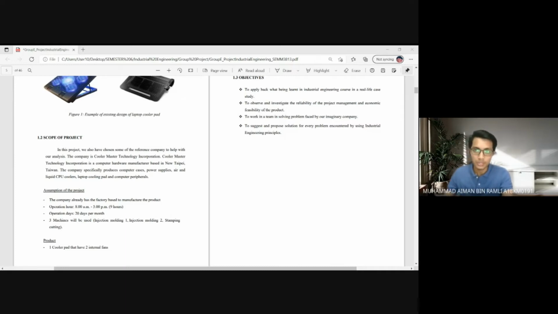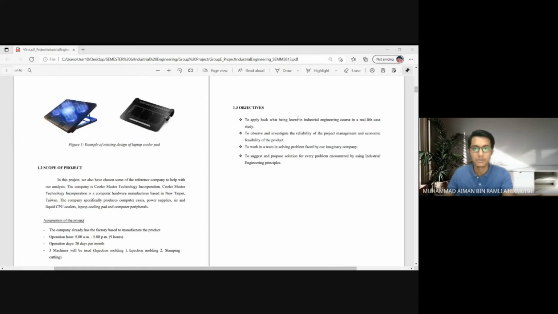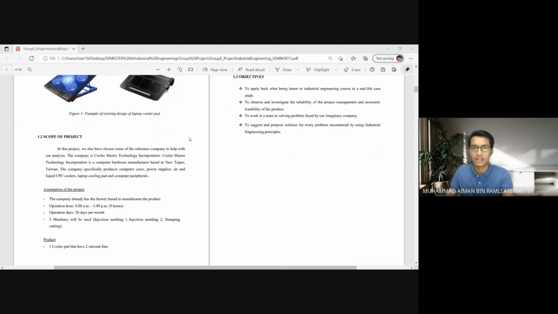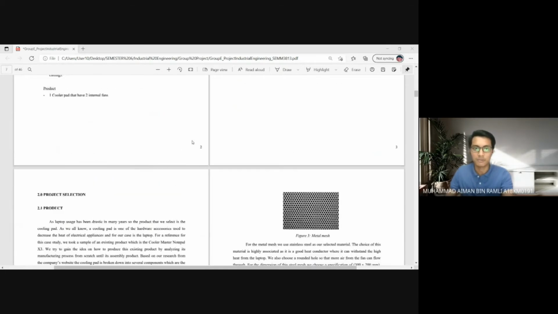Next, the objectives of the group project, as you can see in the slide and in the report. We want to apply what was learned in the theoretical part of industrial engineering into the practical part. Next, we want to observe and investigate the reliability of the project management and the economic feasibility of the product. And also, we want to work in a team to solve a real life problem. I pass to my next friend.